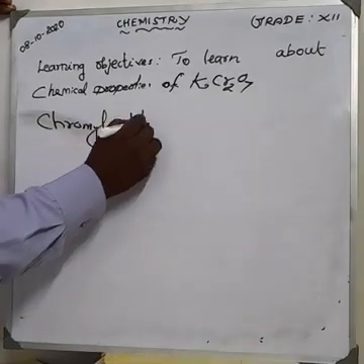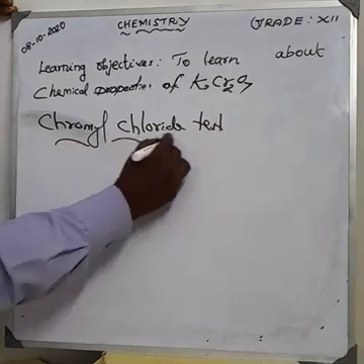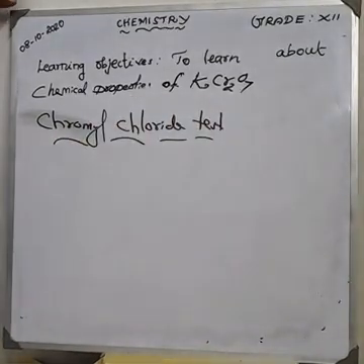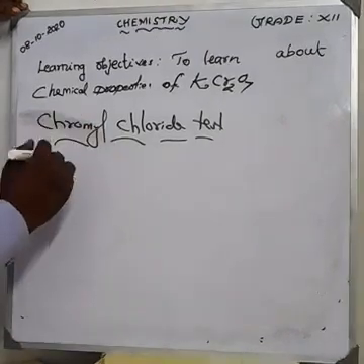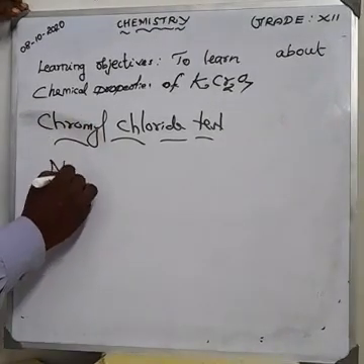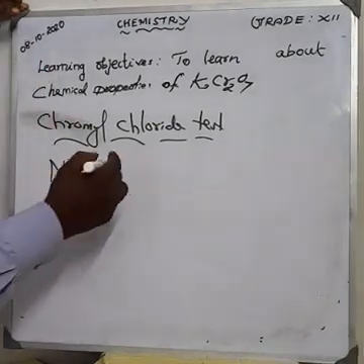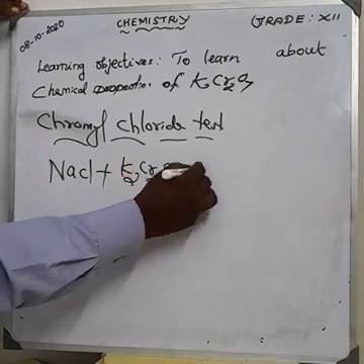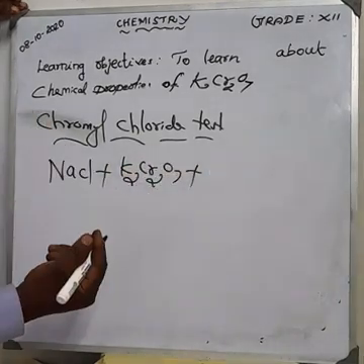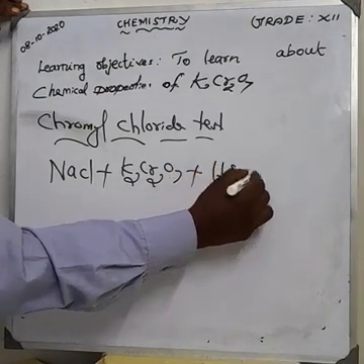Chromate chloride test. First I told you about that. We are taking one chloride ion salt, that is sodium chloride. Above the sodium chloride we are taking potassium dichromate, K2Cr2O7. Then we are adding concentrated sulfuric acid, 1 drop.